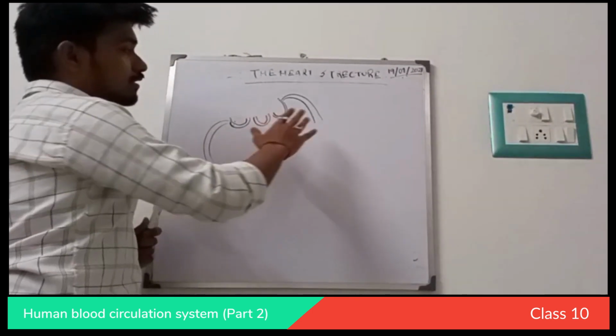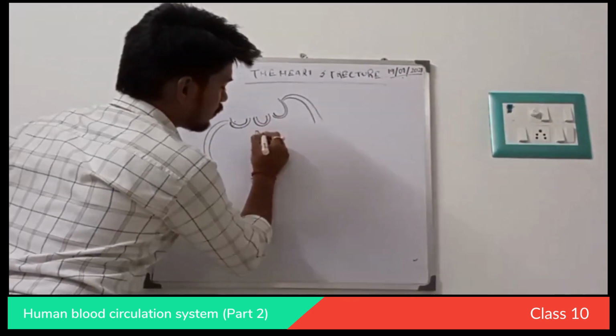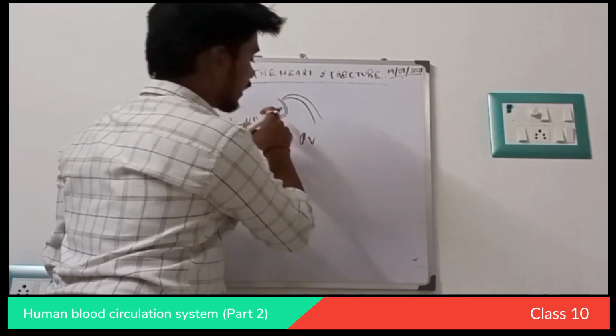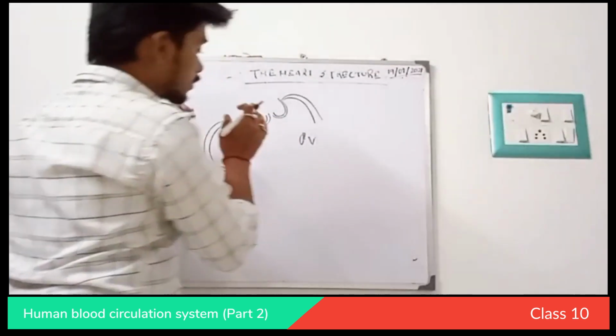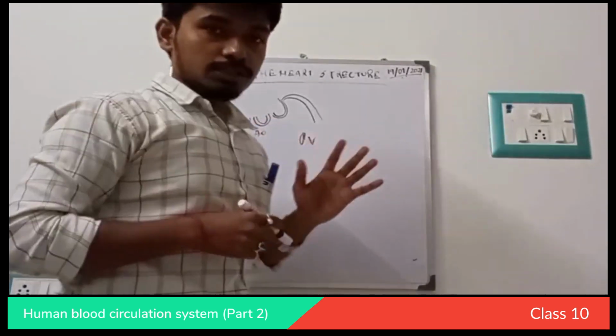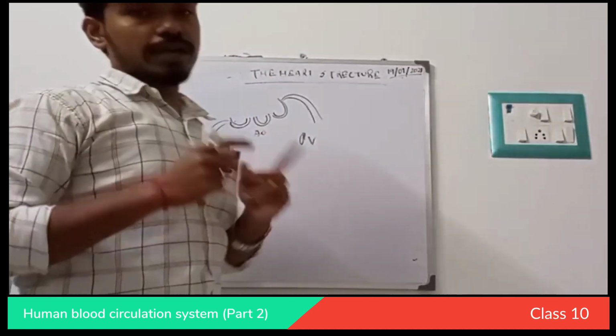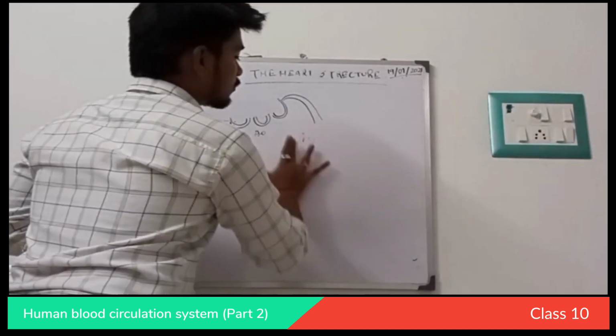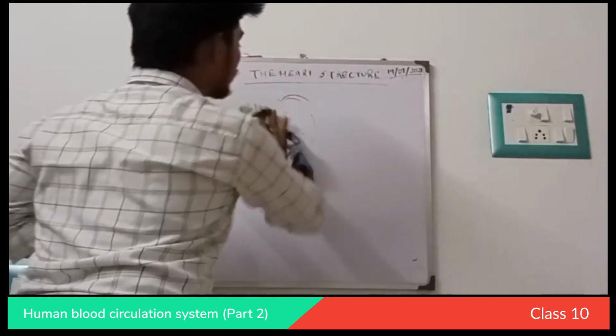After that there is the aortic valve, and there is also the pulmonary valve. They look like the same valve. The difference is that the aortic valve has two posterior cusps and one anterior cusp, and the pulmonary valve has two anterior cusps and one posterior cusp. Okay, that is the difference.